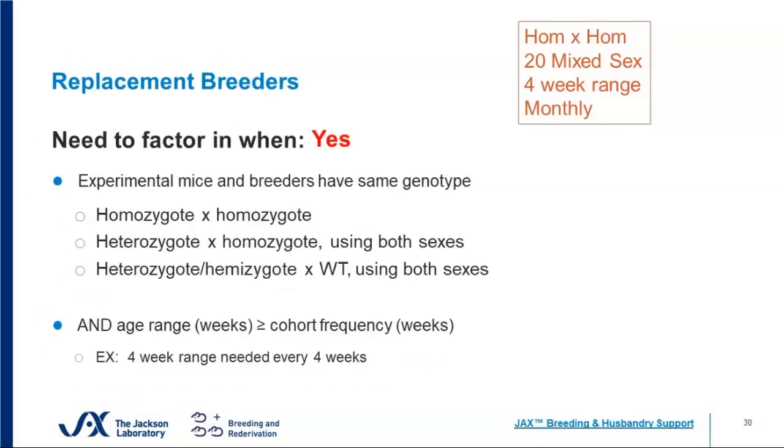You will need to factor in additional breeders if your experimental mice and breeders have the same genotype. So you're breeding hom by hom, and you're using homozygotes, for example. And so you have to match both of these. Your age range in weeks is greater or equal to your cohort frequency in weeks. So a 4-week age range, say, needed every 4 weeks. If you meet both of those criteria, you have to factor in additional breeders. We actually meet both of those in this scenario, so we will need to include extra breeders into this colony.